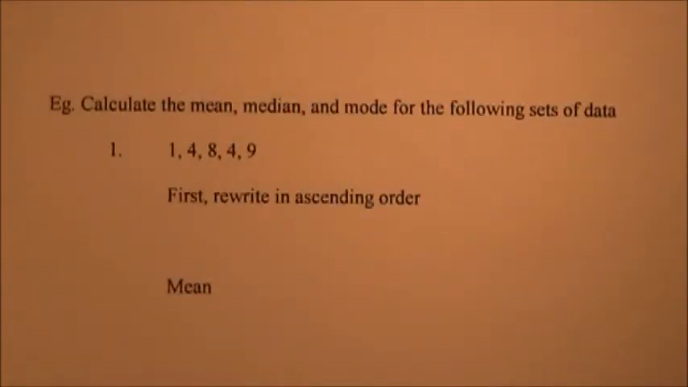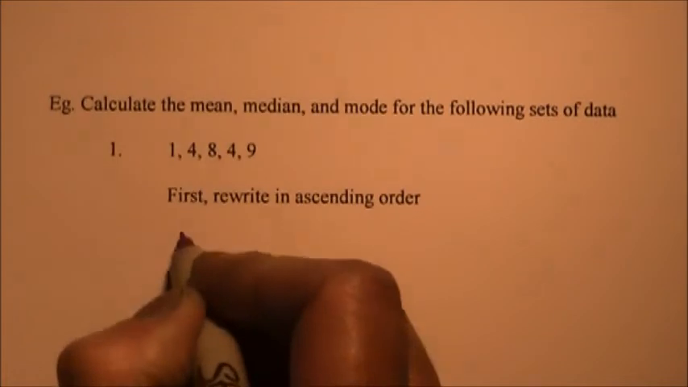This example asks us to calculate the mean, median, and mode. As we go to do this, the first thing we're going to do is put our information in ascending order. Ascending order is from smallest to biggest. So we're looking at 1.